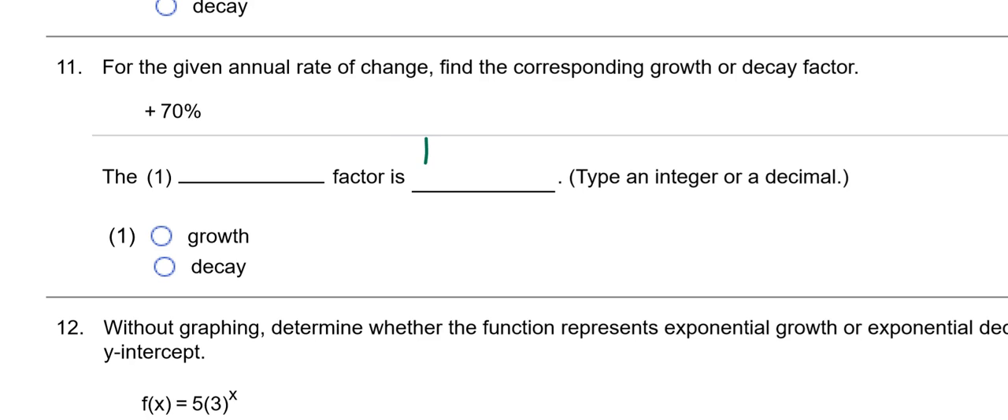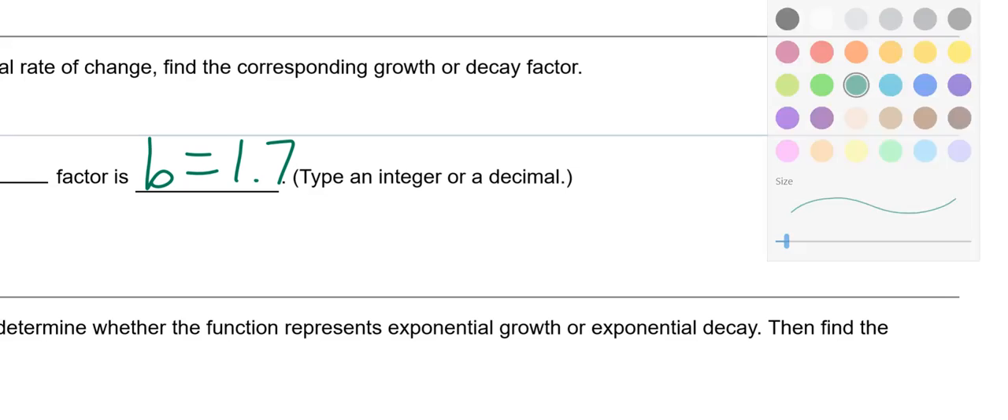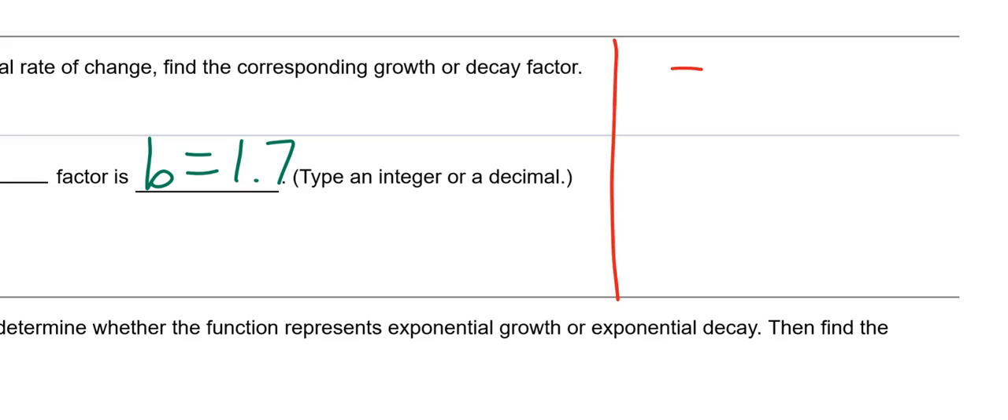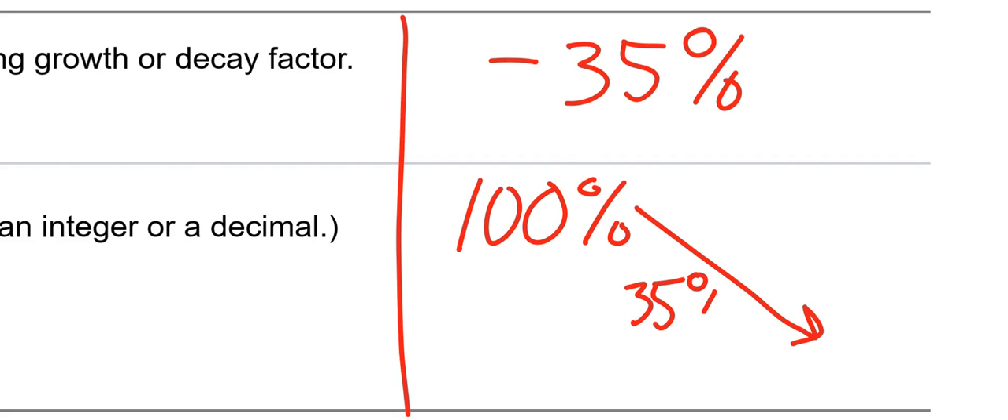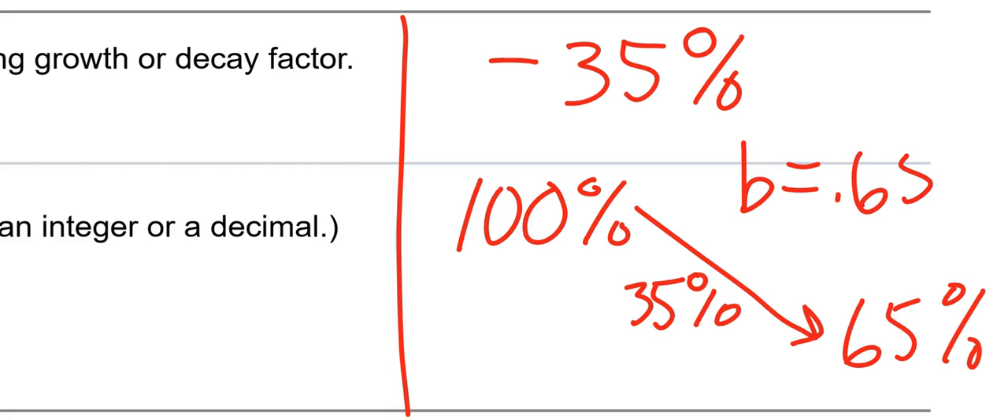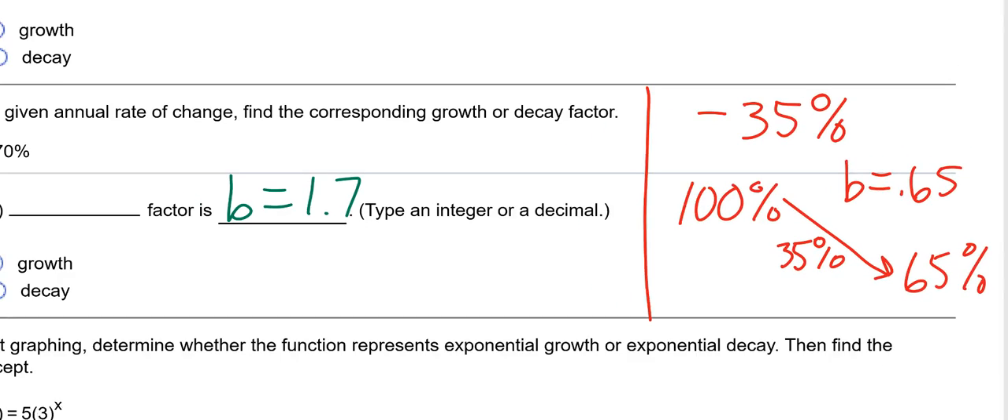This is an easy one, 1.7, nicely done. Okay, 1.7. As a separate question, which is not listed, I'm going to give you another one. What if it said it was going down by 35%? If you're starting out at 100% and you're going down 35%, you'll be landing at 65%. So that means you've got a B value of 0.65. Great observation. I'll come around and check your notes because that's as far as I want to go today, and we will do more tomorrow.